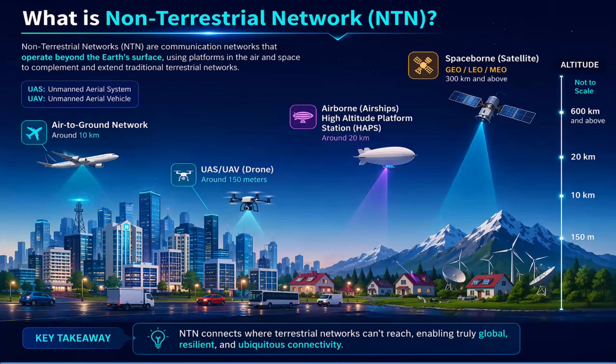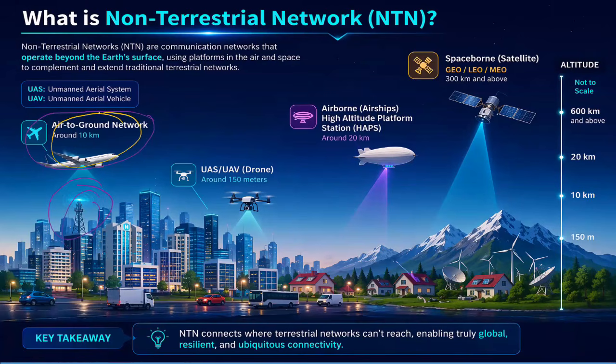Let's begin with what we already know, traditional terrestrial networks. These are the cell towers, right? But these cell towers have some limitations, especially in remote or hard-to-reach areas. So here you have traditional terrestrial networks. NTN complements this by adding connectivity from sky and space, especially where towers are not feasible, like remote areas, oceans, and mountains. Then you have the air-to-ground network.